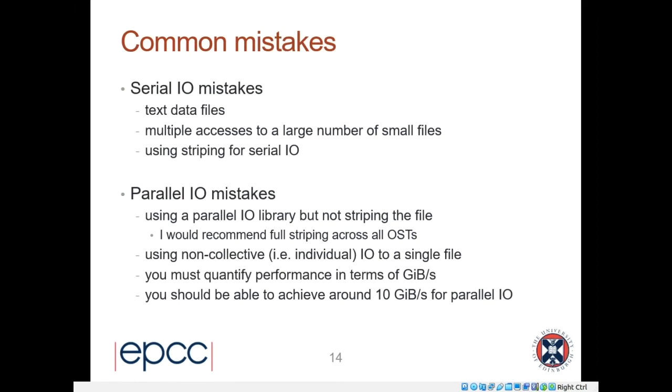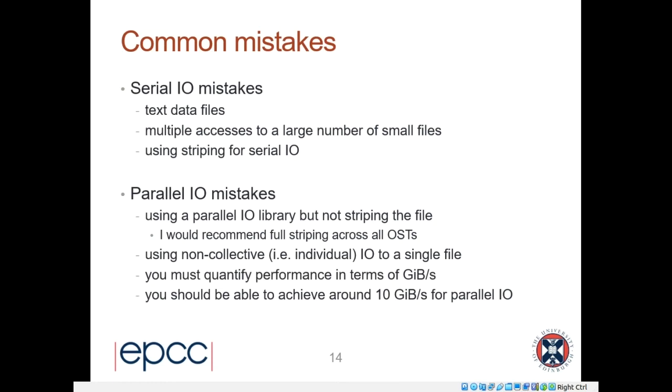In general, people are quite poor about quantifying their I/O. They'll come to you and say, my I/O is very slow. And you'll say, how fast is it? They'll say 3 minutes. That's like saying, it takes me 10 minutes to get to work. I've no idea if that's good or bad. Don't know how far your work is. You need to quantify it in gigabytes per second. You need to say, my I/O is achieving this.